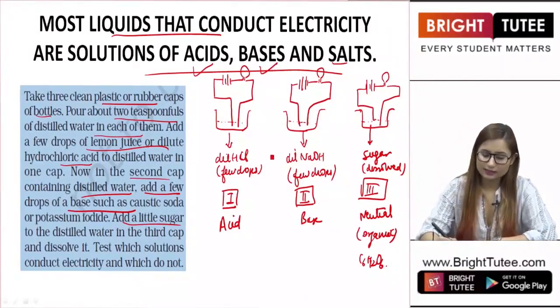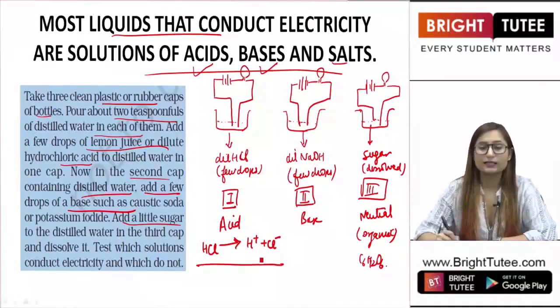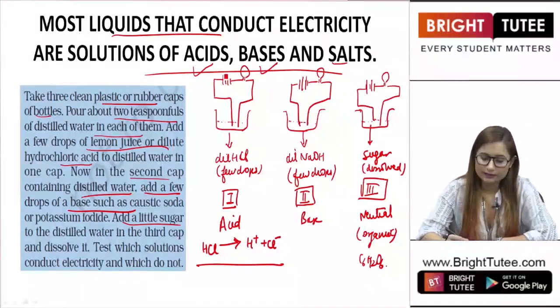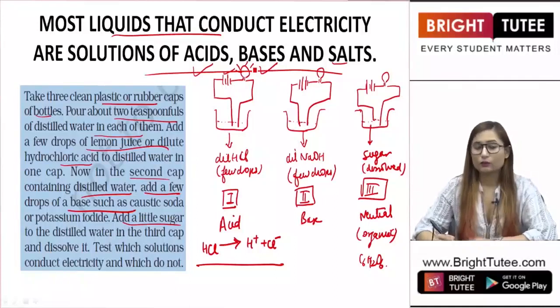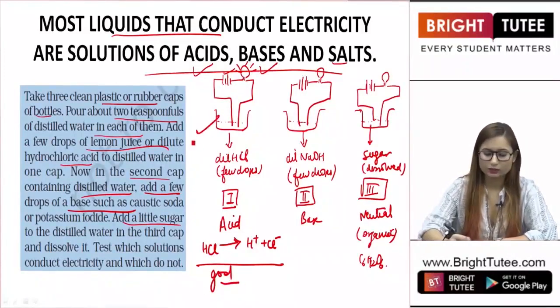Now in the case of acid, as we know, hydrochloric acid dissociates into H plus and chloride ions. So it has ions, basically this is an acidic solution now. So due to the presence of ions, when we turn on the battery, the bulb starts glowing. So what does it tell you? That dilute HCl solution or distilled water containing HCl is a good conductor of electricity, right? So this is a good conductor.